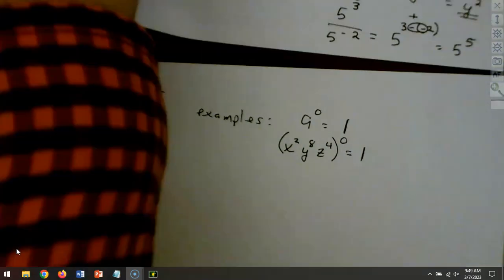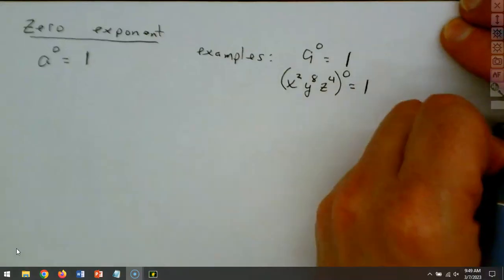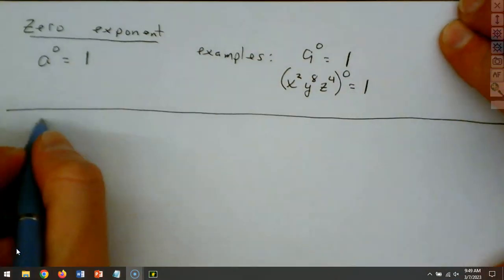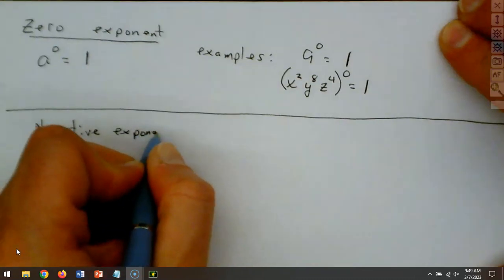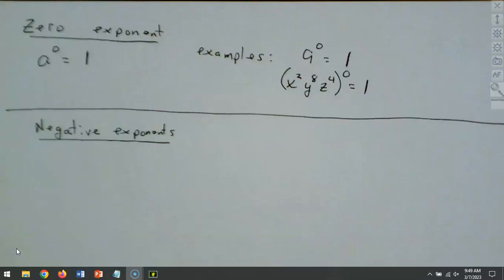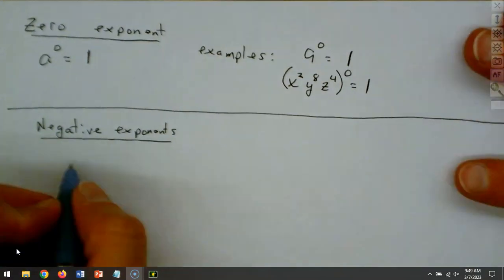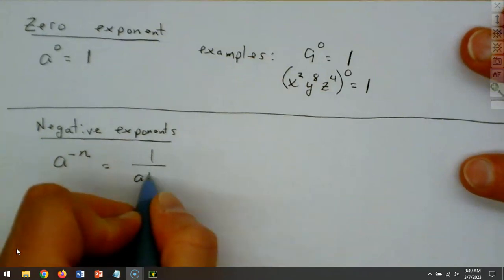Negative exponents, we can rewrite them as a fraction. In many cases, when we work these out, if we have negative exponents, then we can rewrite them as a fraction. Because in many cases, you do not want to have a negative exponent in your answer. And the negative exponent just means you can flip it over. So a to the negative n power is the same thing as 1 over a to the n power.